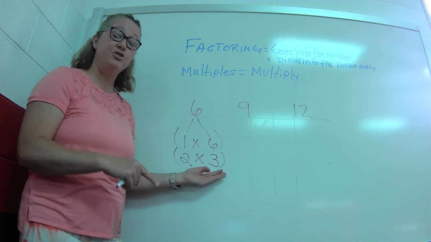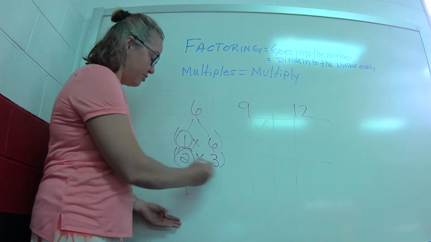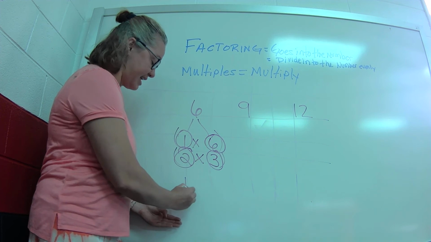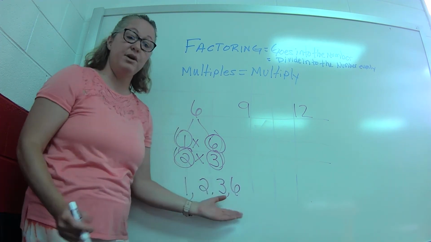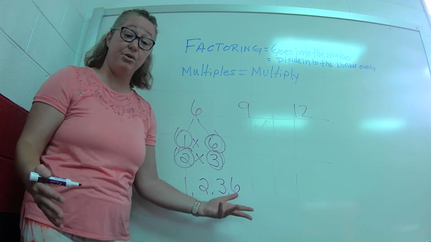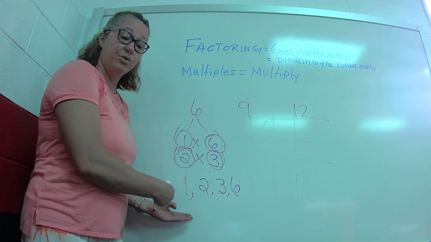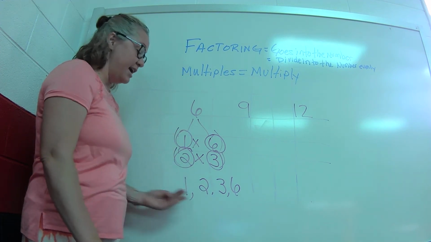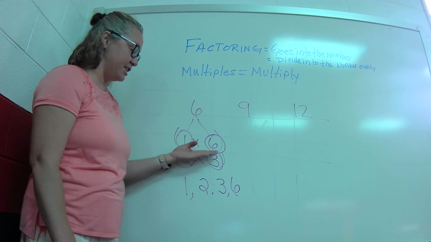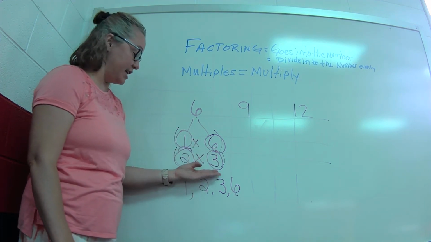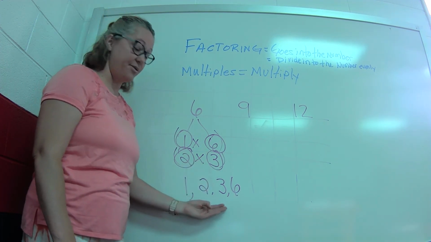Now our individual factors are 1, 2, 3, and 6. And I write them out in numerical order. When you're doing words and you put them in alphabetical order, you're putting them A to Z. So when we're doing numerical order, we start with 1 and then we go to the largest number. All right, so our factor pairs again were 1 times 6 and 2 times 3. Our individual factors are 1, 2, 3, and 6.